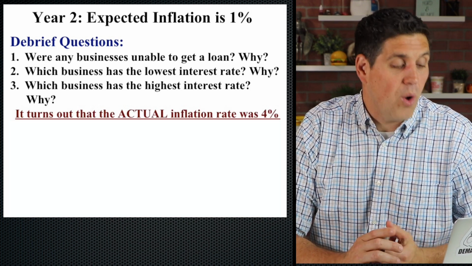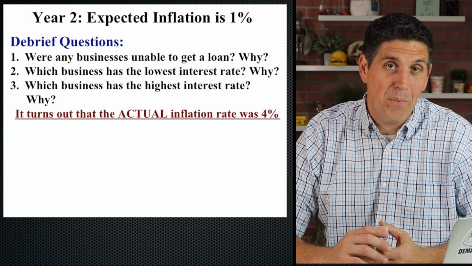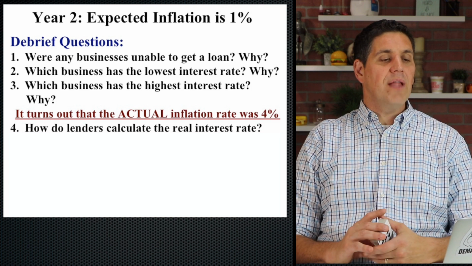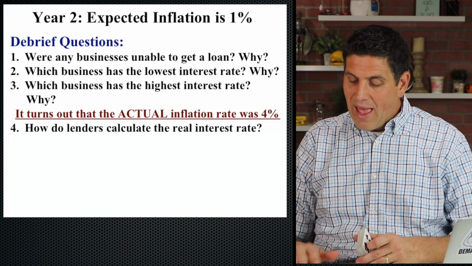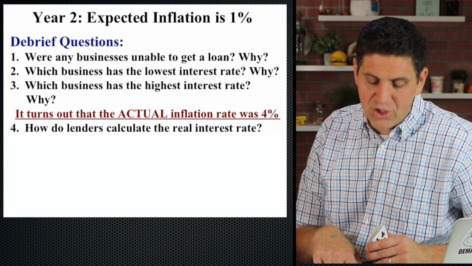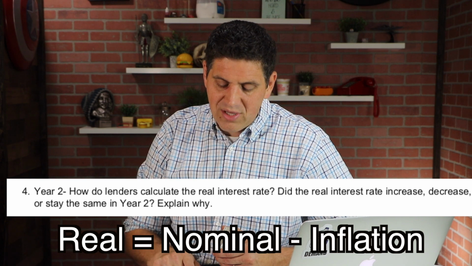It turns out though that the actual inflation is 4%. So it's not 1%, it's 4%. Now, the next question is right here. How do lenders calculate real interest rate? And the students on their paper are going to look at question number 4. How do lenders calculate real interest rate? Did the real interest rate increase, decrease, or stay the same in year 2?